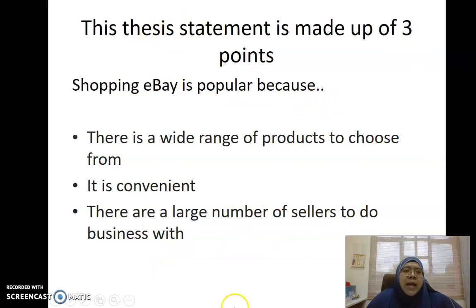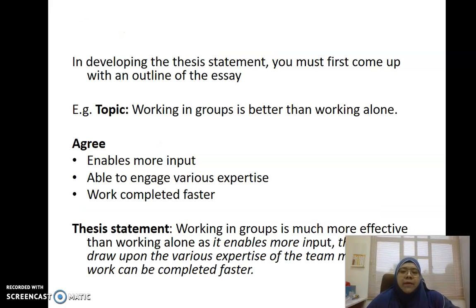It means that in the body paragraphs of your essay, for body paragraph one, you will explain about a wide range of products to choose from. For body paragraph two, you are going to explain that eBay is convenient, and the last one, a large number of sellers to do business with. So this statement gives a view of the main ideas that you are going to explain in your body paragraphs.